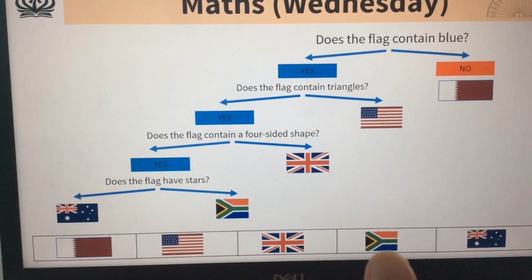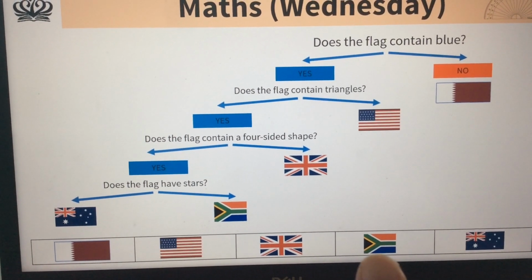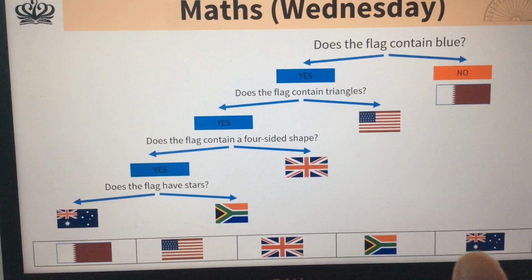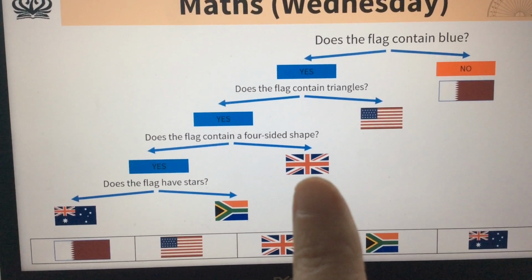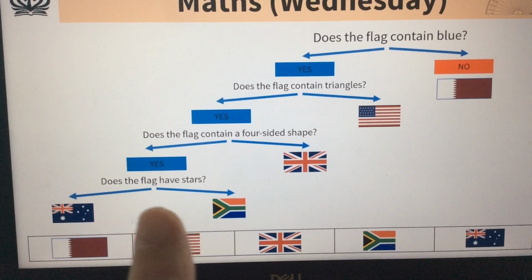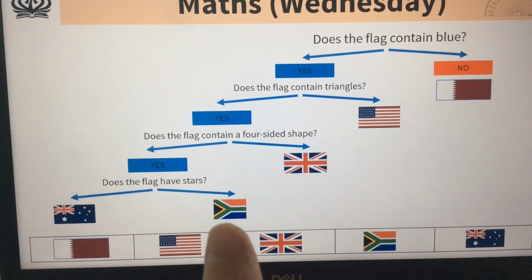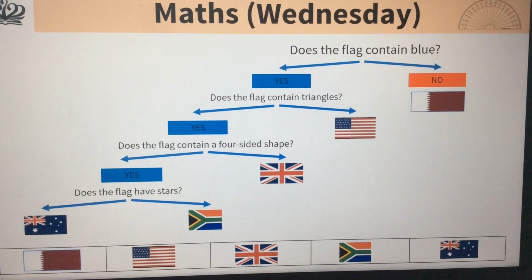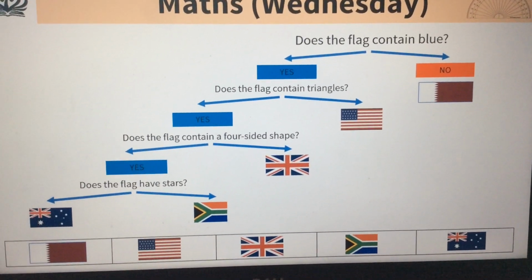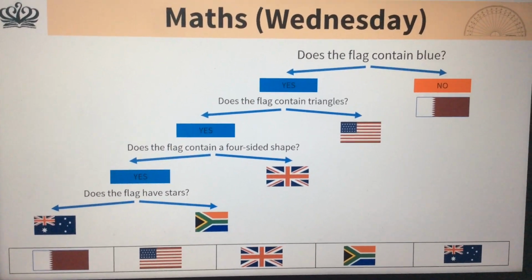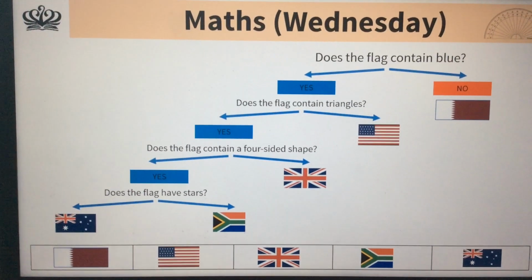This one does. Can you see it's got quadrilaterals there? The blue one and the red ones are 4-sided shapes. And this one has a 4-sided shape as well. Okay, so that one is now out and we're down to 2. Does the flag have stars? Yes, no. Okay, so each time you want to separate off some of your items until you've got just 1 left at the end of each question.